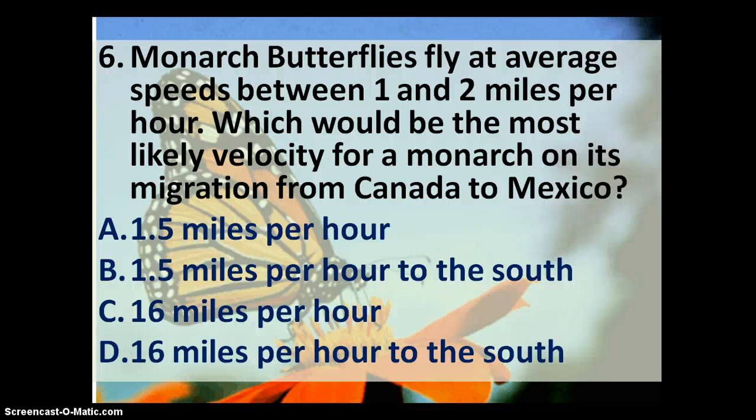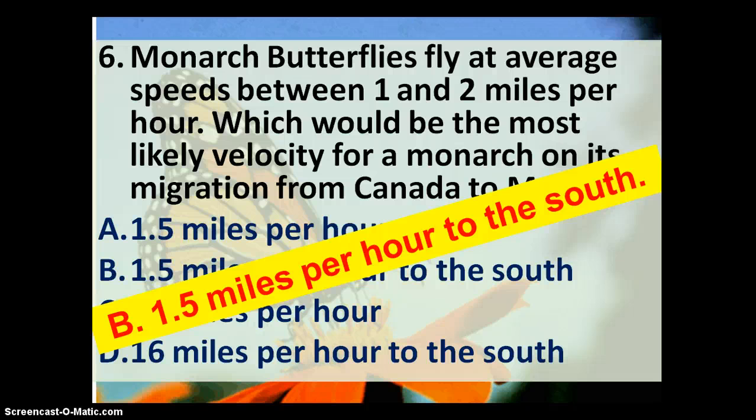Number 6. Monarch butterflies fly at average speeds between 1 and 2 miles per hour. Which would be the most likely velocity for a monarch on its migration from Canada to Mexico? A, 1.5 miles per hour. B, 1.5 miles per hour to the south. C, 16 miles per hour. Or D, 16 miles per hour to the south. Choose the best answer that has both speed and direction. Pause now and answer.